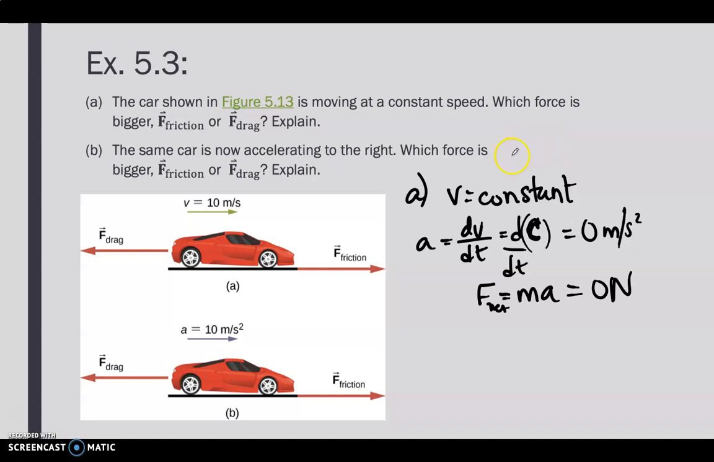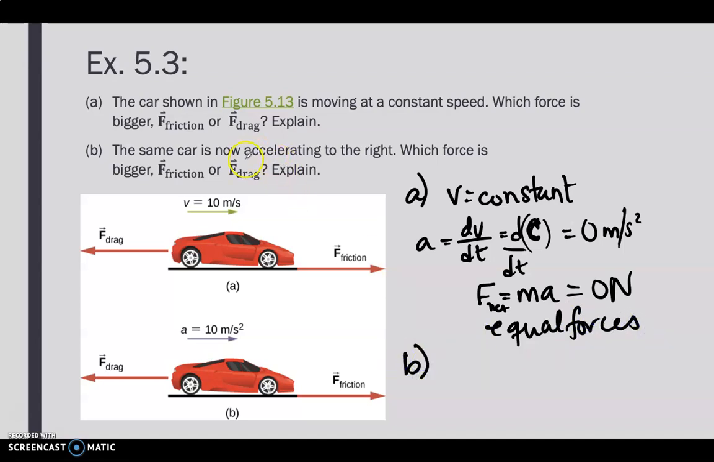So part A then, the net force is 0, so these are going to be equal. That's what that means. So I'm going to say equal forces.